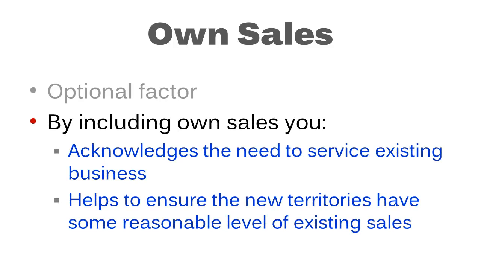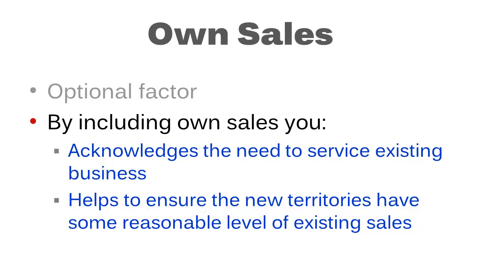Another thing that you can include, and this is very much an optional factor, is your own sales. Now, some people are dead against including own sales in the alignment index. I think it actually is worthwhile to include in many situations. By including your own sales in the index, you are acknowledging the need to service existing business, and that's an important part of any business. It also helps to ensure new territories have some reasonable level of existing sales.